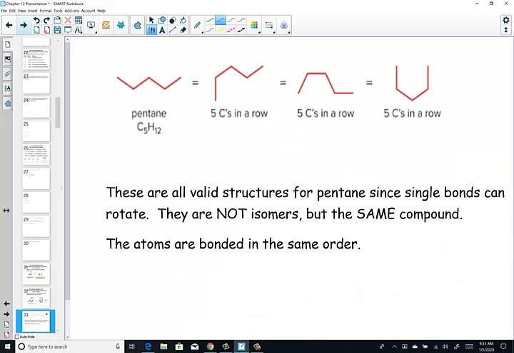as you begin drawing out your condensed formulas. Just as an example of what we're saying, these are all very valid structures for pentane since single bonds can rotate. They are not isomers of each other, but the exact same compound. All of the atoms are bonded in the same order. If it's in the most stable configuration with the zigzag, up, down, you have maximized angles, which is the most stable configuration.